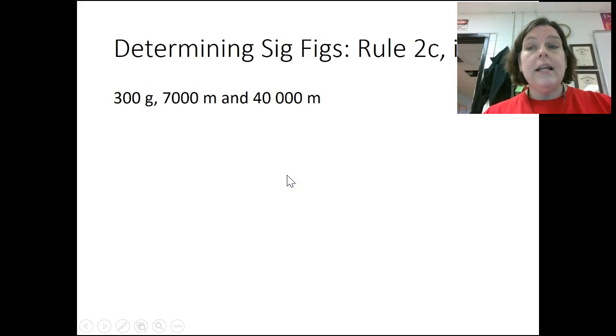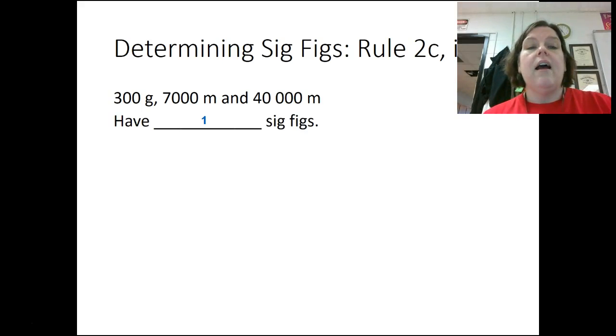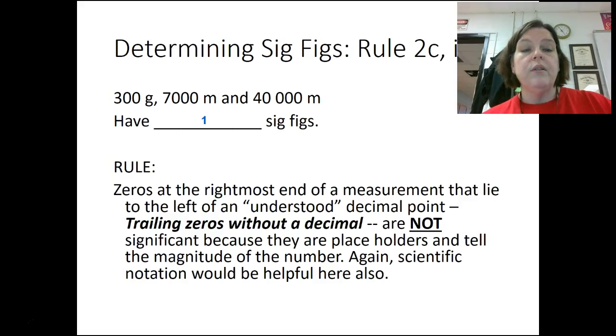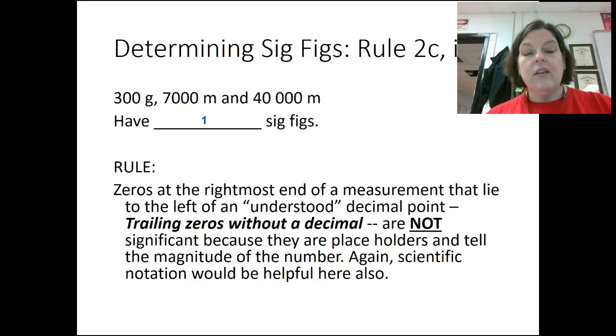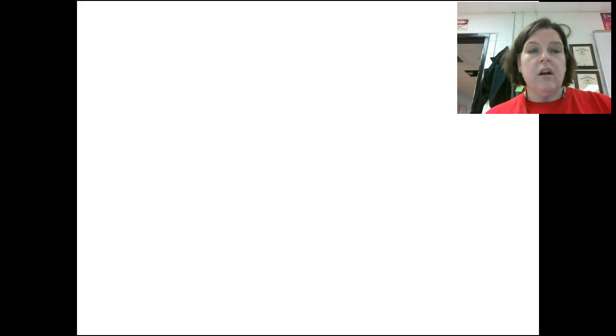You don't see it. It is implied because we know that that's 300, but there is no decimal point, so therefore we cannot count the zeros. So these guys have 1 significant figure. The 3 is significant, the 7 is significant, and the 4. What's the rule? Zeros at the rightmost end of the measurement that lie to the left of an understood decimal point. That means without a decimal, basically. It's understood because we know it exists, but it's not listed, so that's why it's called understood. They are not significant. They are only placeholders, and they're only telling magnitude. Again, scientific notation would be a good thing here. Anytime you have placeholder zeros, scientific notation really helps you take care of that.